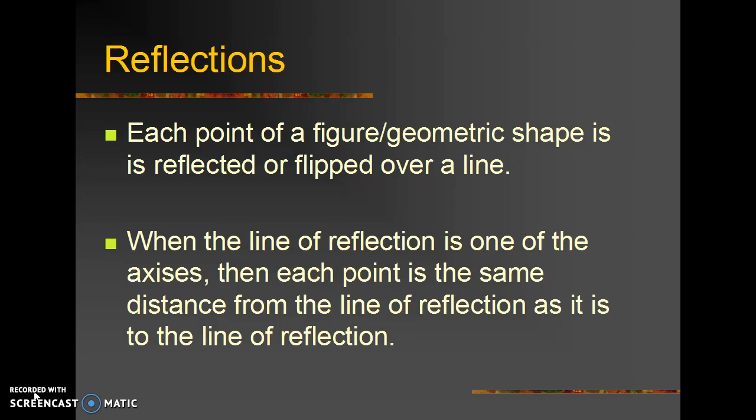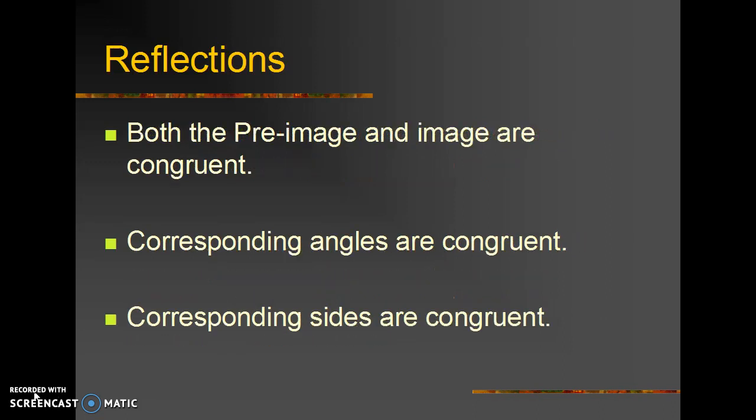Our lines of reflection, we will start with simple ones over the x and y axis. It is possible to reflect over a different line, and I'll talk about that here in a moment. Again, with reflections, just like in translations, both the pre-image and the image are congruent. The size and shape of the figure should not change. It should be the same. Corresponding angles are going to be congruent, and corresponding sides are going to be congruent. However, they will not be parallel.